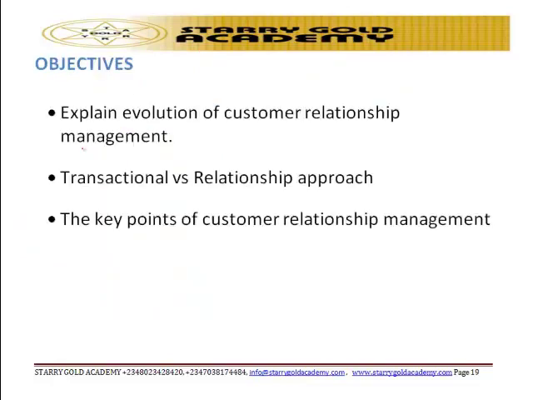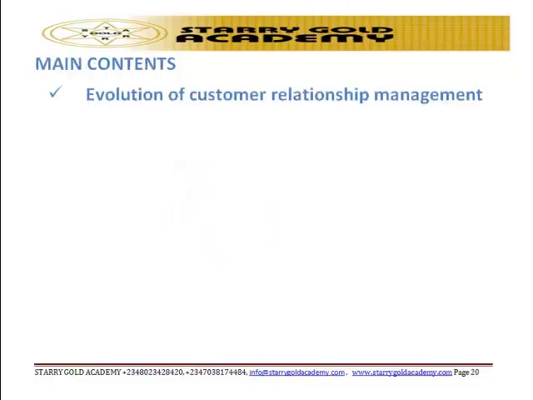Our objective is to explain the evolution of customer relationship management, to know transactional versus relationship approach, and the key points of customer relationship management. That's what we want to achieve after the end of this teaching. Let's start by explaining the evolution of customer relationship management. Let's try to know the history behind customer relationship management.